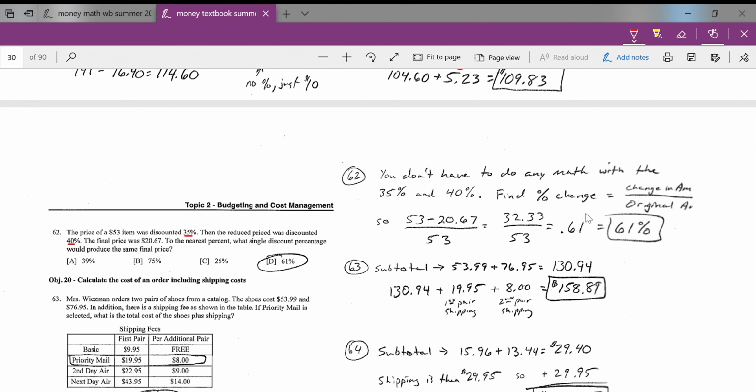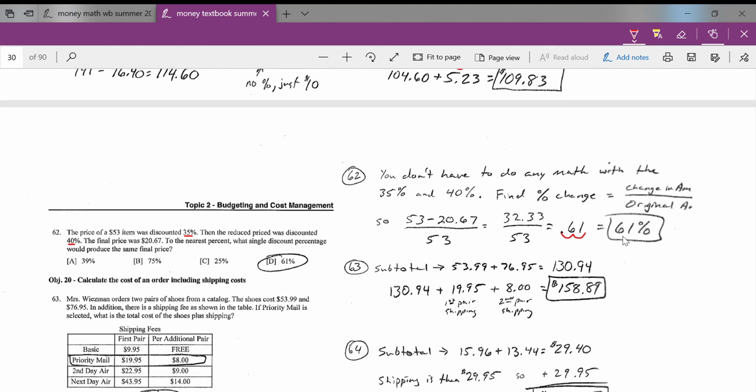Okay, so to find the change in the amount, it was 53. It went down to $20.67. So we subtract those. That means it went down $32.33. Okay. Bottom number, remember, it's not the smaller, not the bigger, it's what it originally was. In this case, that's a bigger number. So 53 goes on the bottom. Then you divide, you get 0.61, change it to a percent. 61% discount is what actually took place.